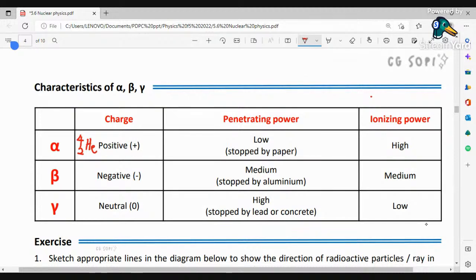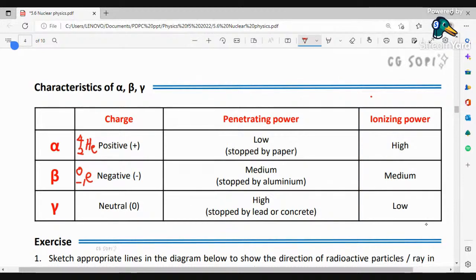More ions produced. For beta is electron, 0, negative 1, e. Charge is negative. Okay, can pass through paper but stopped by aluminium. Ionizing power medium. Okay, so power is less than alpha because the mass of electron is smaller. It produces ions but small amount, so we can say ionizing power is medium.